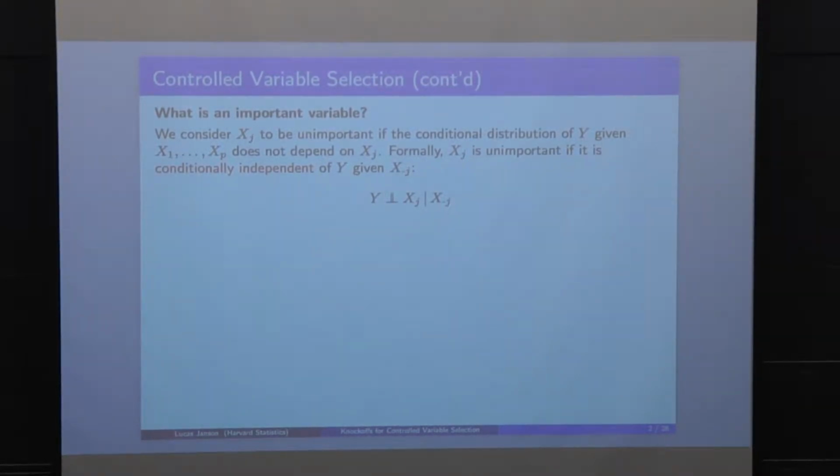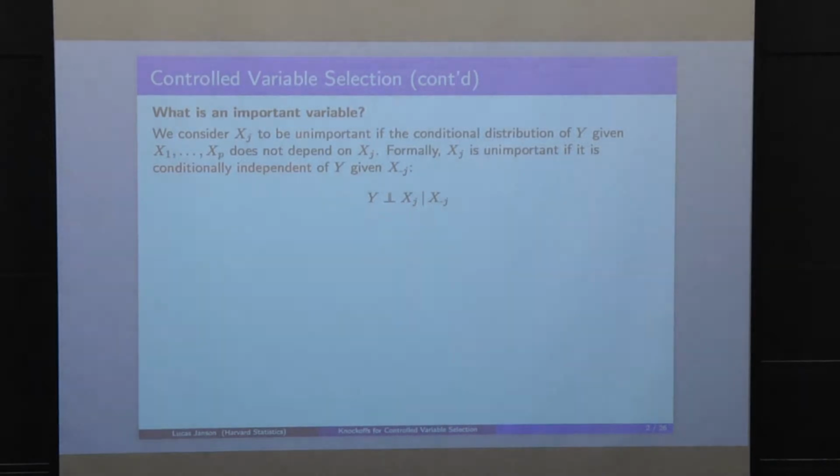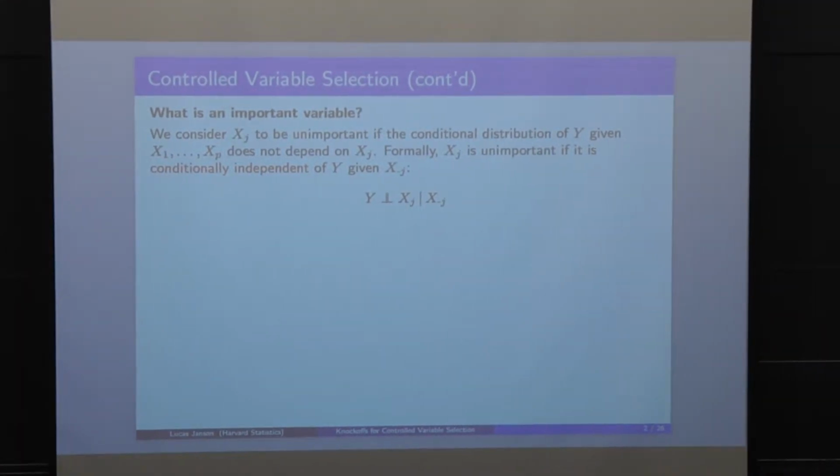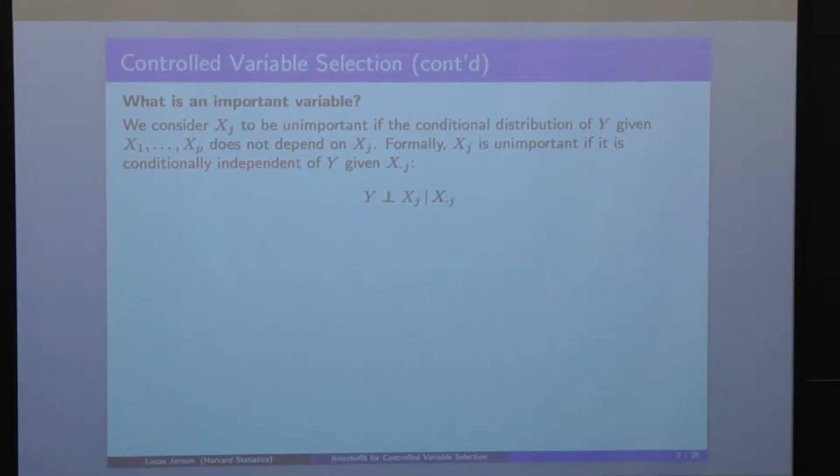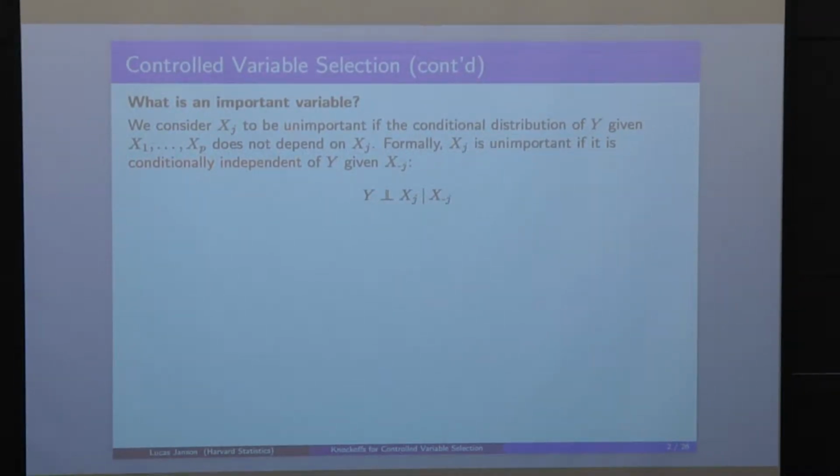Now formally this is exactly equivalent to asking for each j whether y is conditionally independent of xj given x minus j, and I'm just using R notation. X minus j means all the variables except for the jth. This is just mathematical formalism for saying the exact same thing.